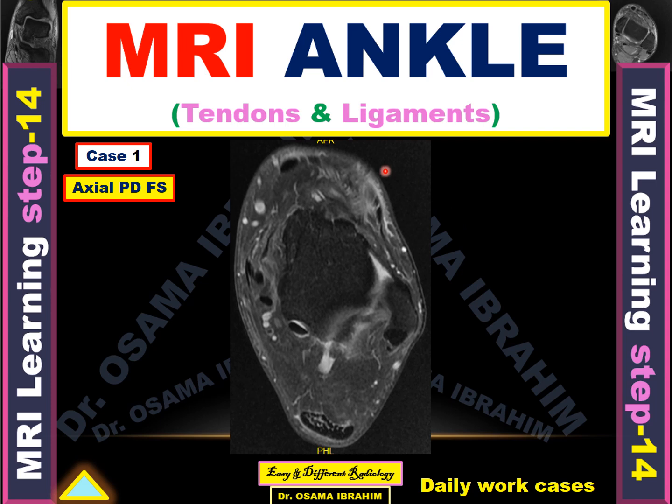First case, this is an axial image of the ankle, proton density fat saturation, as we can discriminate the bone from the muscle. And this arrow represents one anatomical structure. Which one?